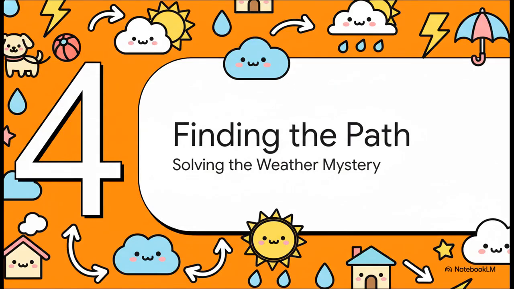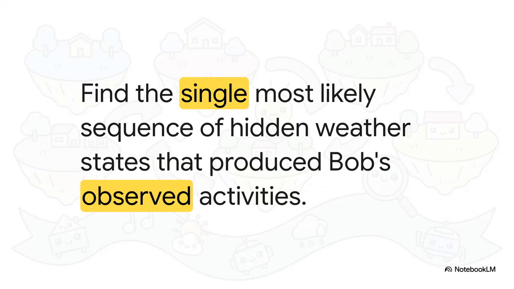Okay, so we have our hidden states, our observations, and all the probabilities that connect them. Now for the main event. How does the model actually take what Bob did and work backward to figure out the most likely weather? And here is the key. We're not just guessing the weather for one single day. We are trying to find the most likely path over time. If Bob tells you he walked, then shopped, then walked again, we need the entire sequence of weather, like sunny, rainy, sunny, that best explains that whole pattern.